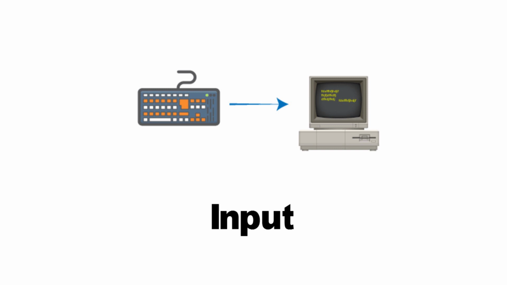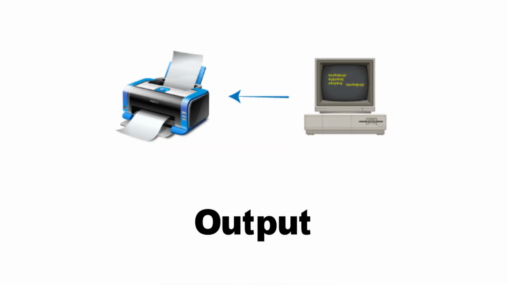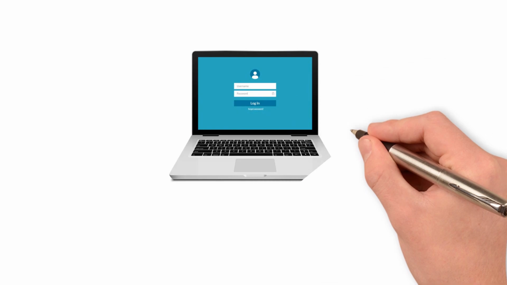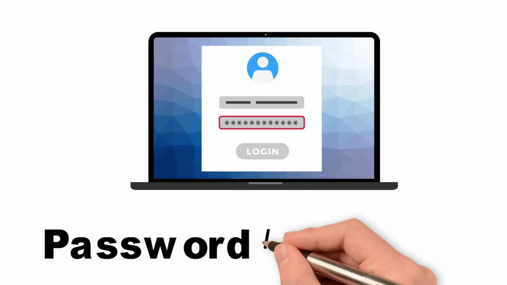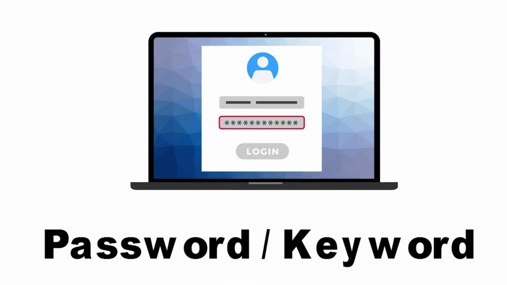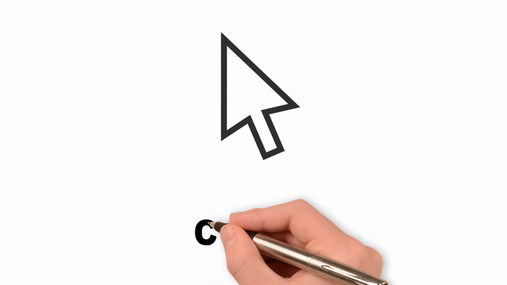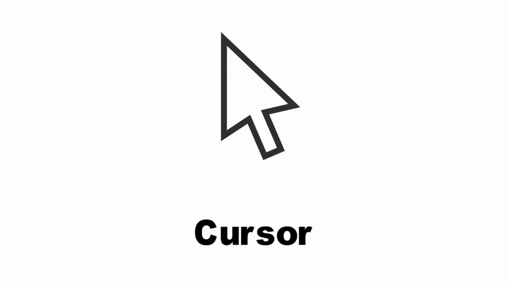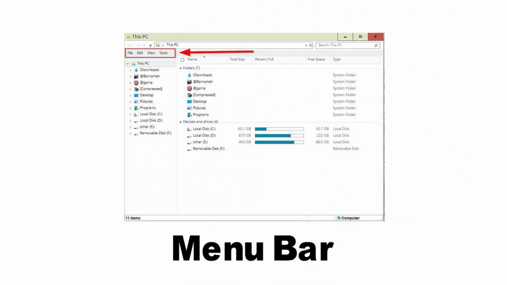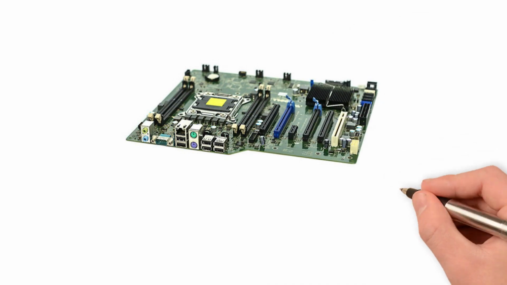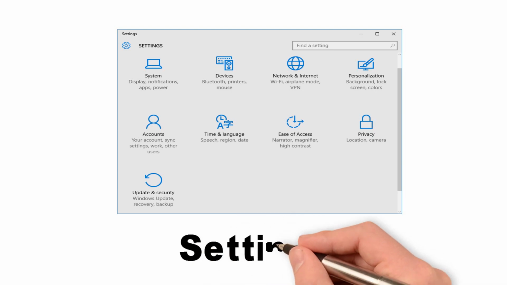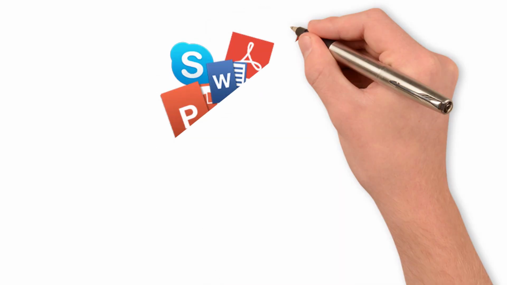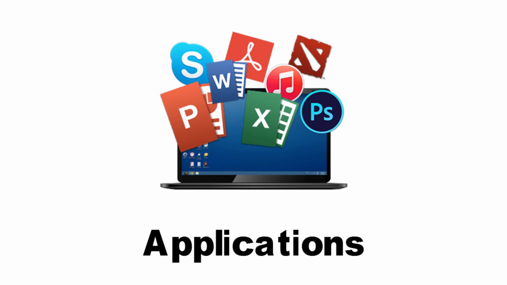Input. Output. Username. Password, keyword. Icon. Cursor. Menu bar. Motherboard. Settings. Applications.